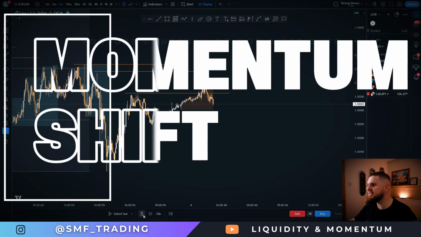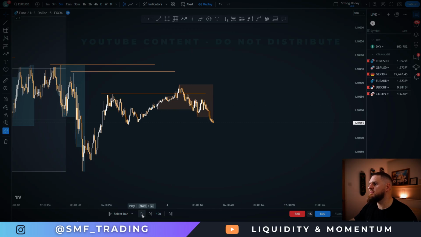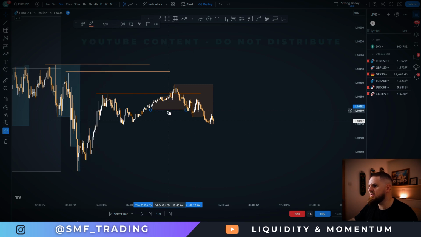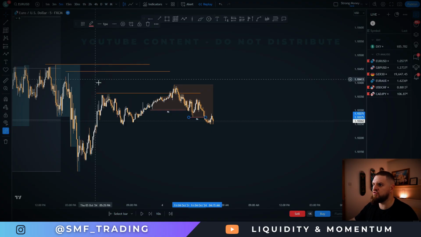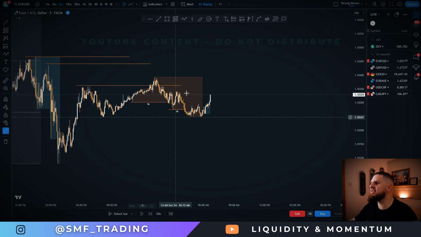So we're waiting for a shift. Okay, let's have a quick look. So we've had first break of structure here. Let's mark that on as our first break of structure. And then we've had our second, or what we call our true break of structure. Now we just need a manipulation. We need an internal manipulation.